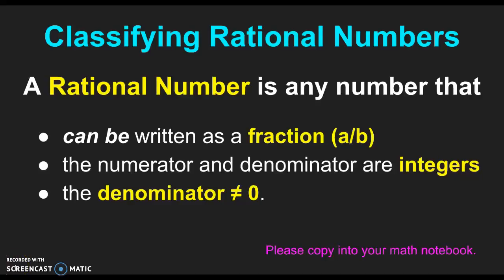Hi, boys and girls. Today we're going to be talking about classifying rational numbers. A rational number is any number that can be written as a fraction, a over b. It doesn't necessarily always look like the fraction a over b, but it can be written this way.